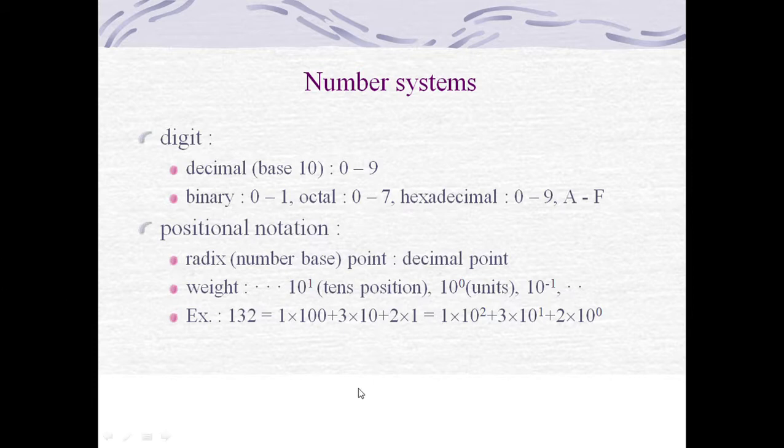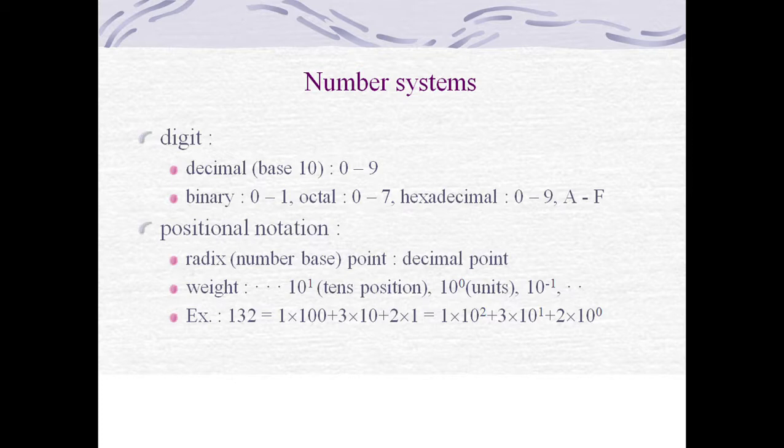These weights can be used to represent a number in the power form. For example, 132 is a decimal number, and this can be represented in this way. To understand how to represent a decimal number like this, we have to read this number as 132, but we can read it as 1 hundred, 3 tens in this number, and 2 units. So that's why we call it 132.